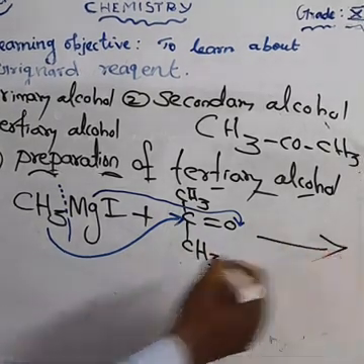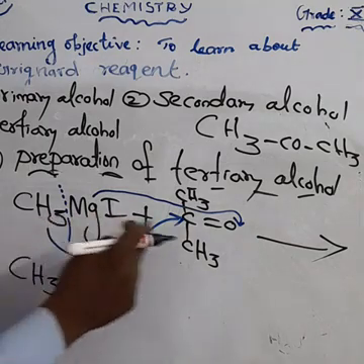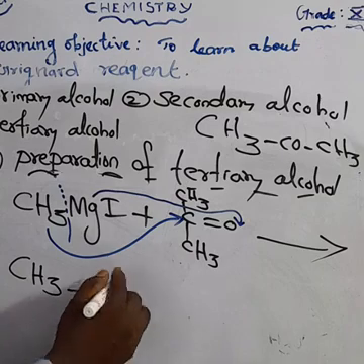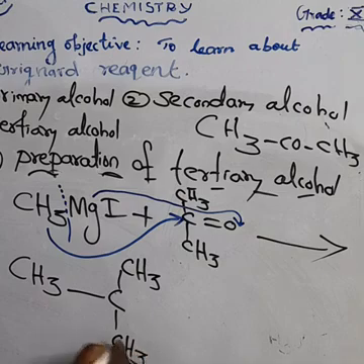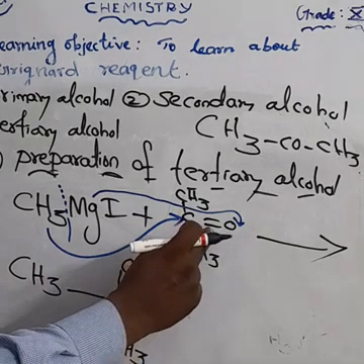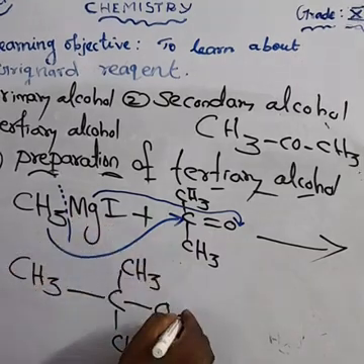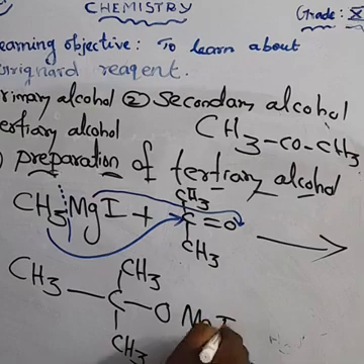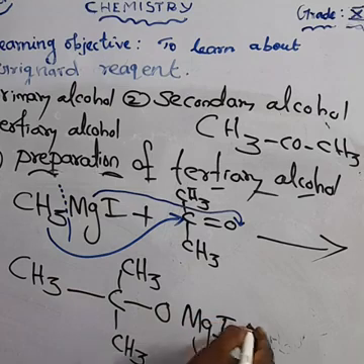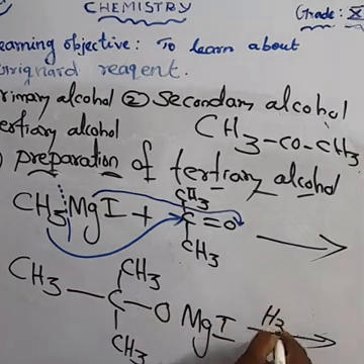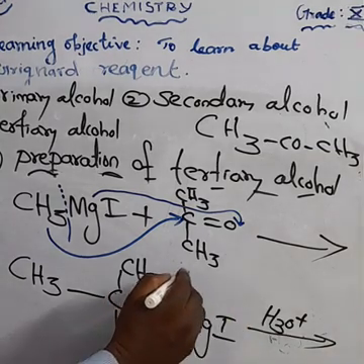We get an addition compound. What's that one? This methyl group is attached to this carbon. Carbon with a methyl group above, and one methyl group below. Then oxygen, the double bond is converted to a single bond. Don't forget that. Then MgI is attached here. Then again it is followed by the addition of H3O plus, otherwise H plus and OH minus. It can be written like that.